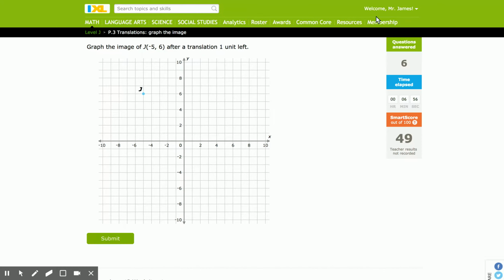Okay, I'm going to pause again to try to get to the more complicated ones that you'll see after a smart score of 60 or so. Okay, so here we are. We're at a smart score of 72, so now they're starting to get a little bit more complicated, but still not too bad.